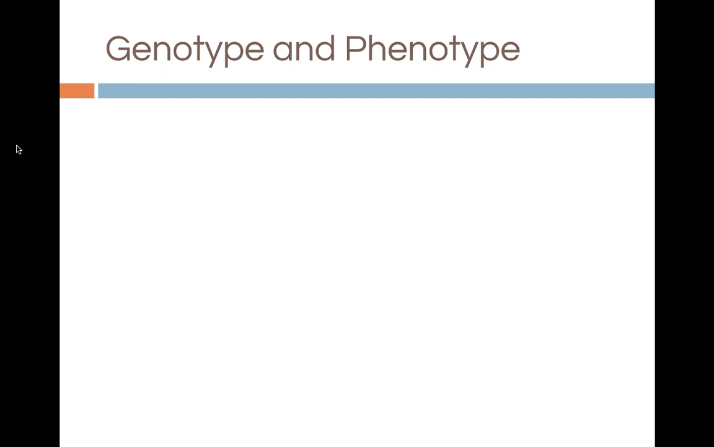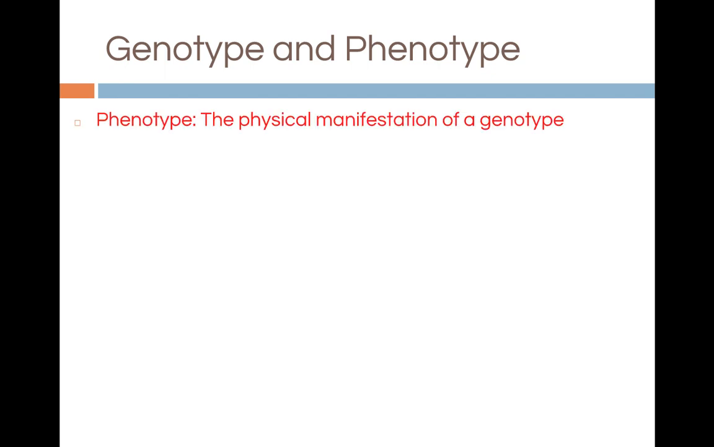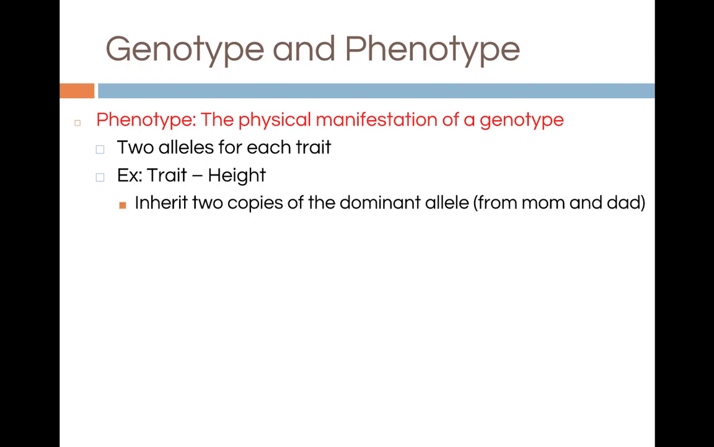All right, so if you're looking at this heading, it says genotype and phenotype. We talked about genotype, which is the combination of alleles you inherit from your parents for a particular gene. But phenotype is the physical manifestation of a genotype. So let's work through some examples. This is going to be exactly the same as the slide before.